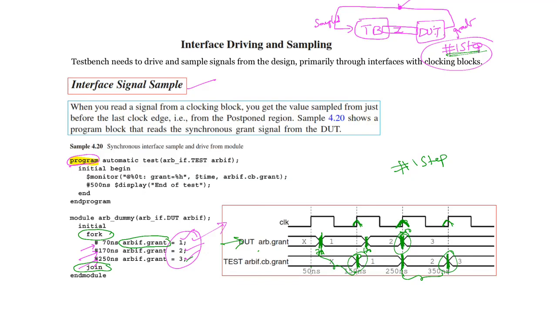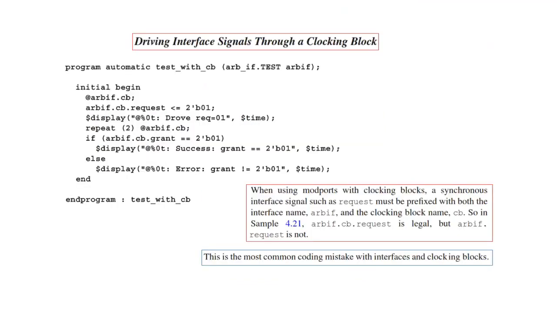Next we will see how to drive the input signals of the DUT from the test bench through the interface only. Again, driving interface signals through a clocking block, because the DUT and test bench always communicate through a clocking block.